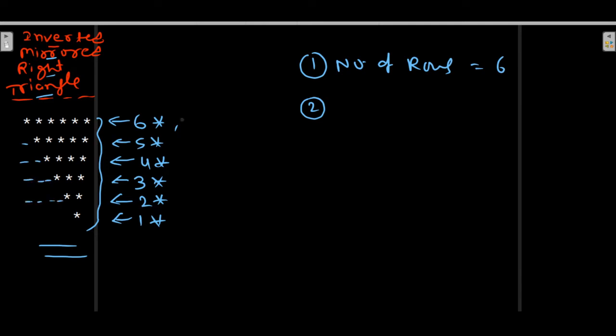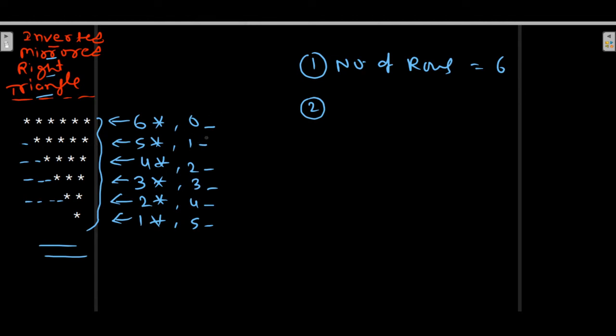In the first row, we need to print 0 spaces. In the second row, 1 space. In the third row, 2 spaces. In the fourth row, 3 spaces. In the fifth row, 4 spaces. And in the sixth row, we need to print 5 spaces. So this is the number of spaces and the number of stars that we need to print.